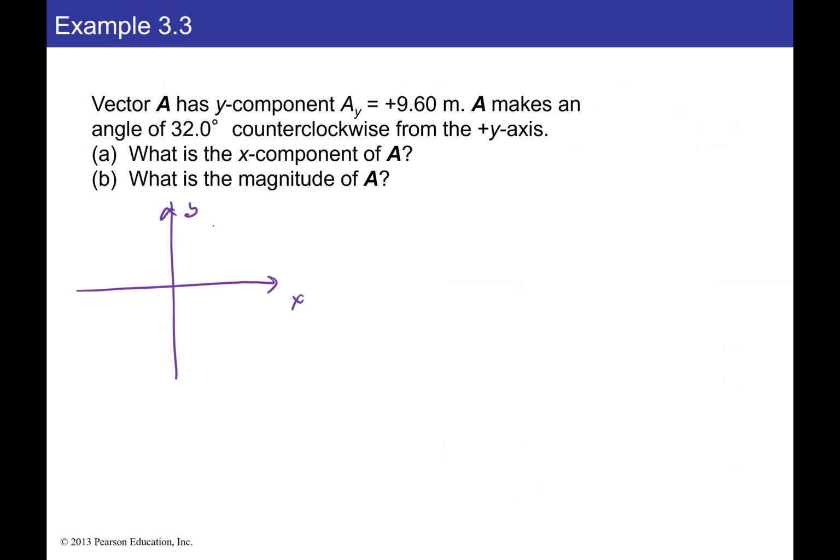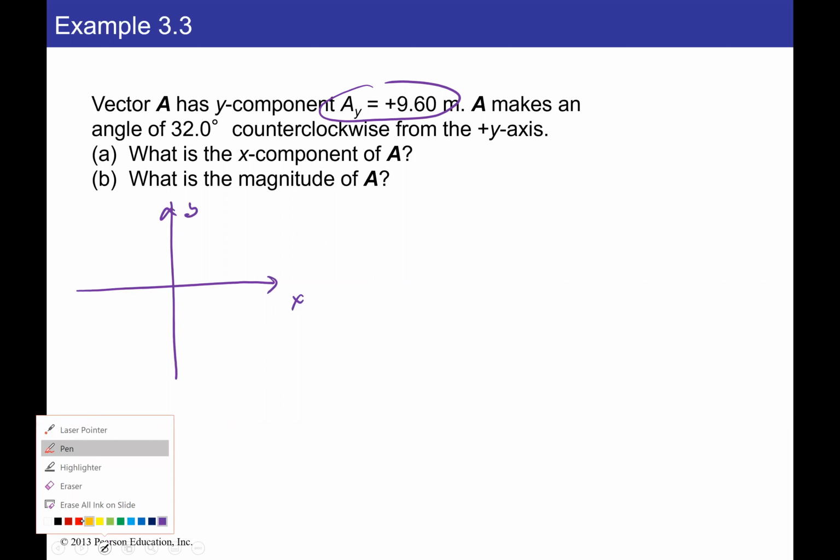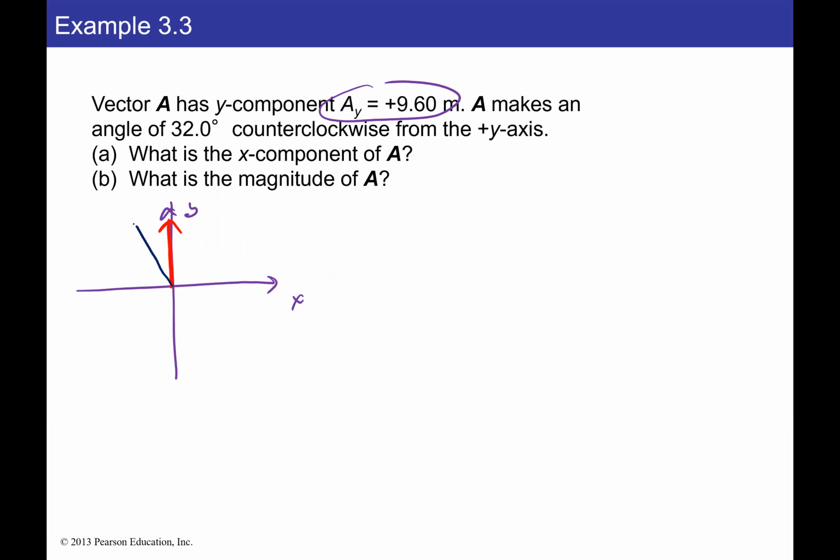So we are told that this is its y component. As a value of the magnitude, we're only given the y component magnitude, which is this one over here, let's say. But we have the vector A 32 degrees counterclockwise from the positive y. That means this is my vector A. This was AY. This is 32.